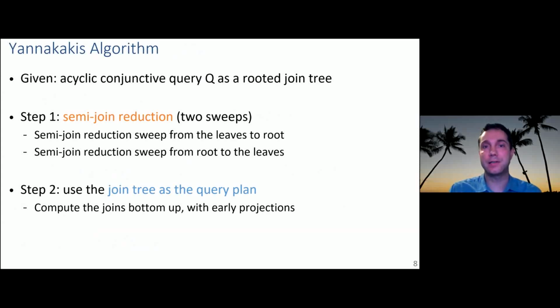In the first phase, it does a semi-join reduction, first bottom up from leaves to root, and then back from the root down to the leaves. This semi-join reduction is removing all the input tuples that are not participating in the output. And then we just run a standard join plan, which goes bottom up, joining one relation at a time, like any kind of database would do.